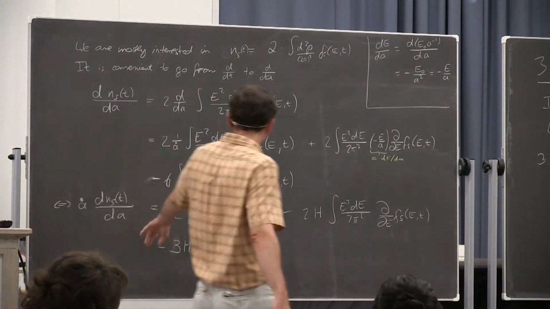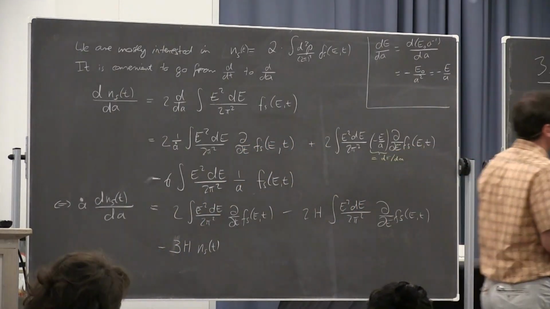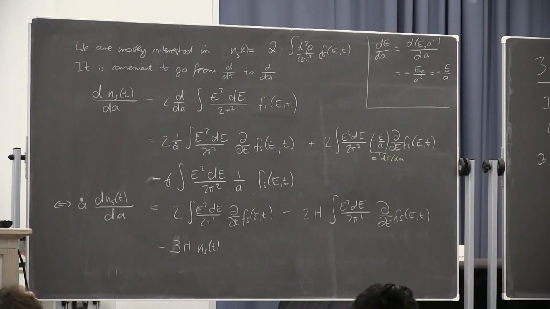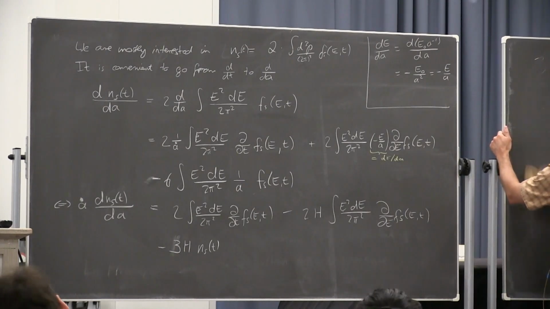So, now with these results, I can rewrite my Boltzmann equation in terms of an equation for Ns.